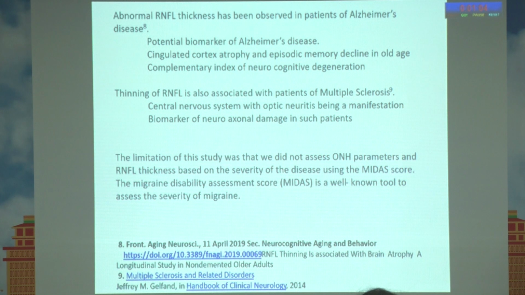The limitation of this study was that we did not assess the ONH parameters and RNFL thickness based on the severity of the disease using the MIDAS score. The Migraine Disability Assessment score is a well-known tool to assess the severity of migraine.